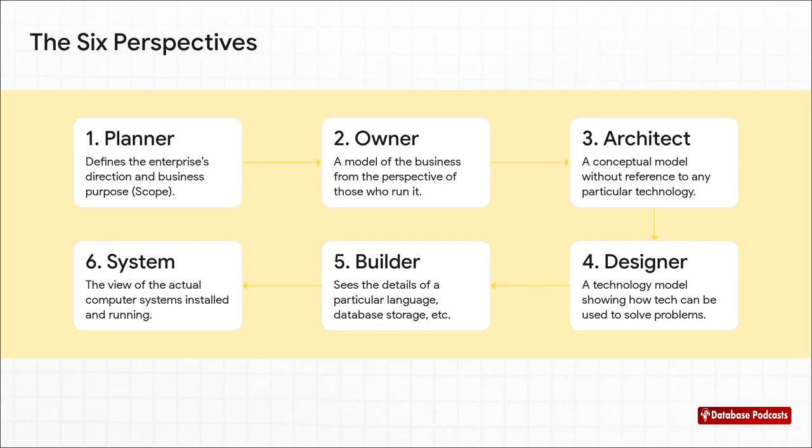Okay, so think of the rows as different zoom levels. You start way up at the top at 30,000 feet with the planner's view. That's like the CEO thinking about the overall scope. Then you zoom in a bit to the business owner, who's focused on how the business actually works. Zoom in again, and you've got the architect, who's building the conceptual models. Then the designer, who's figuring out the specific technology to use. Then you get down to the builder, the person actually writing the code. And finally, at the bottom is the actual live running system.